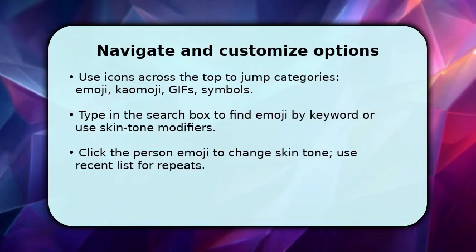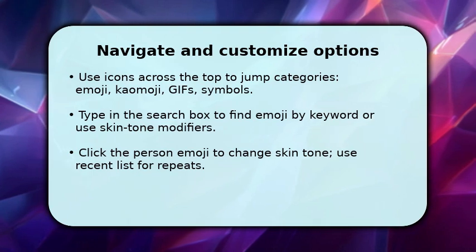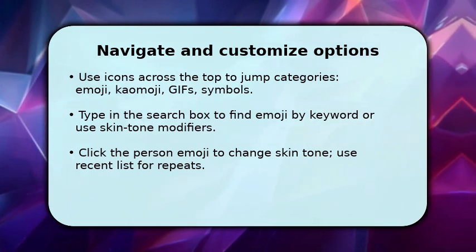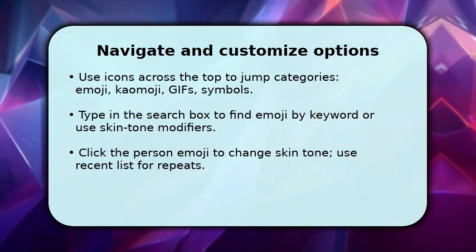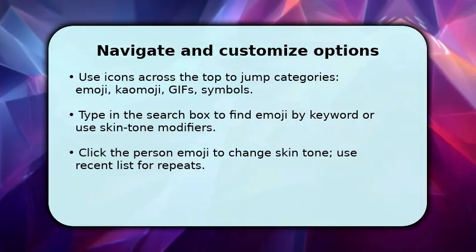Now explore the panel. Categories at the top let you switch between emoji, kaomoji, GIF, and symbols quickly. You can type a keyword in the search box to narrow results, which is faster than scrolling. For example, type thumb to find thumbs up.